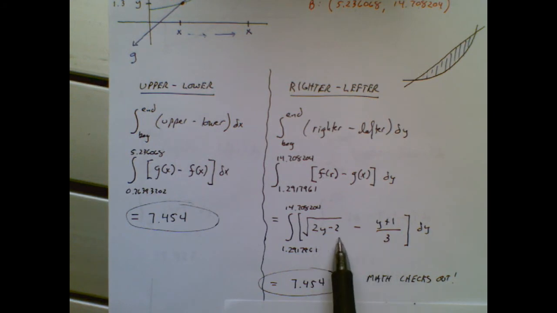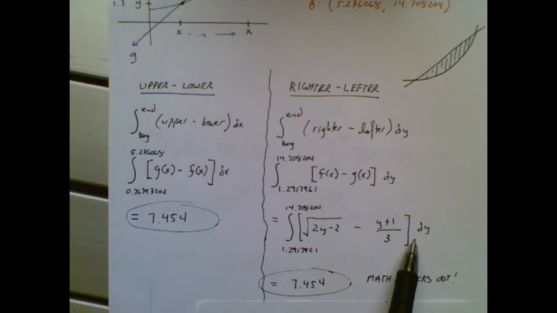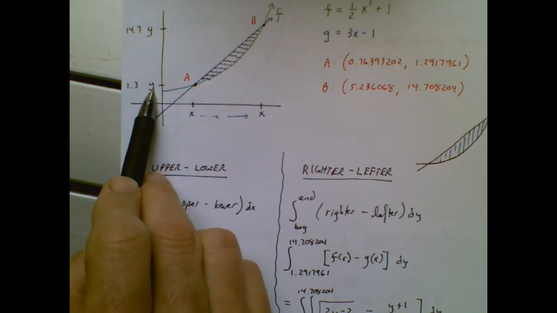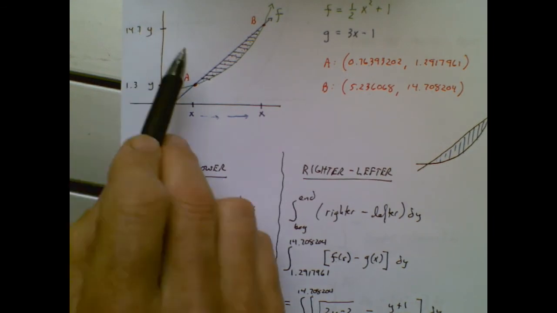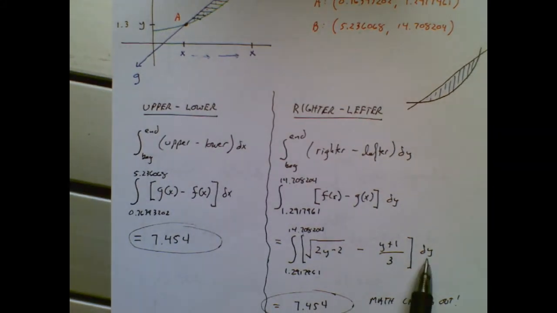Now if you take a look at this, you'd say, hey, those don't look like the equations that I was given, but here's why. Remember, since I was going righter minus lefter, it's a dy problem because I traveled along the y-axis from here to here, first stripe, last stripe. This also tells you that y is the variable that you need to be using.